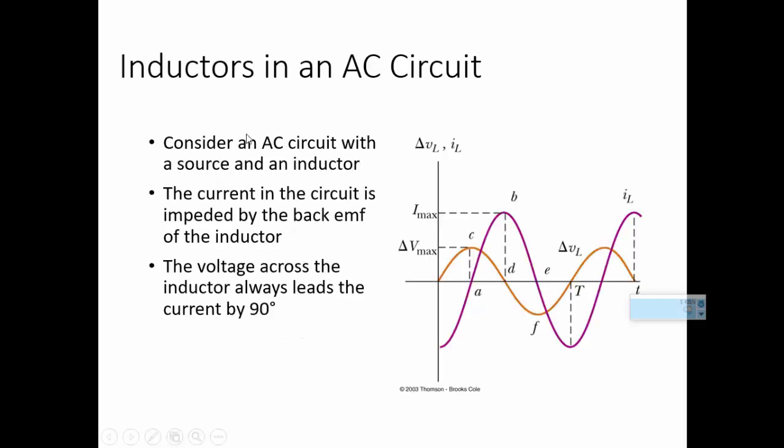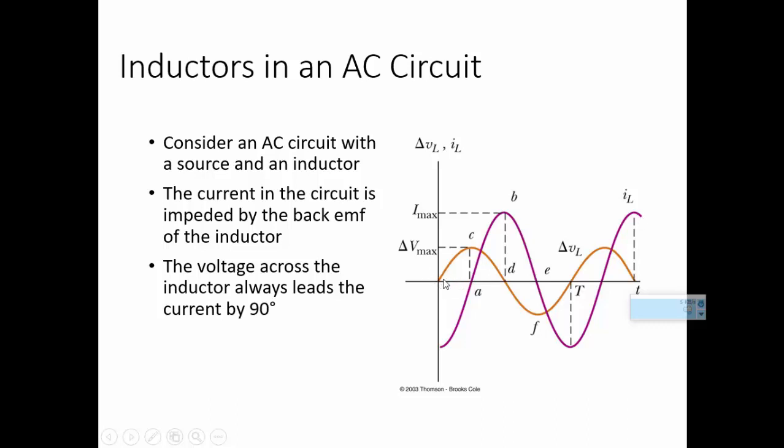Now when we deal with inductors in an AC circuit, consider an AC circuit with a source and an inductance. I'm going to show you how the inductor looks, but this is a typical waveform that you get when we deal with the inductor. If this is the voltage waveform, this is our current waveform, and that's how it looks. The amplitude looks quite high, and I'm going to explain in detail why that is the case.